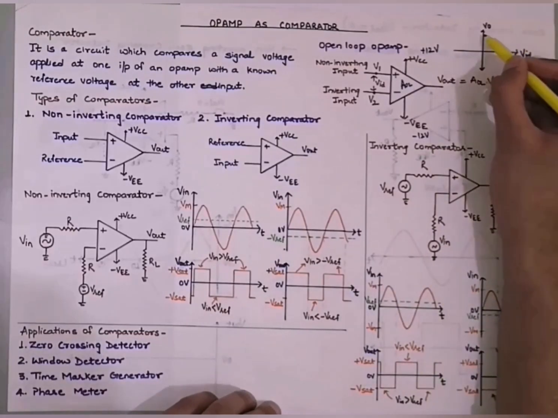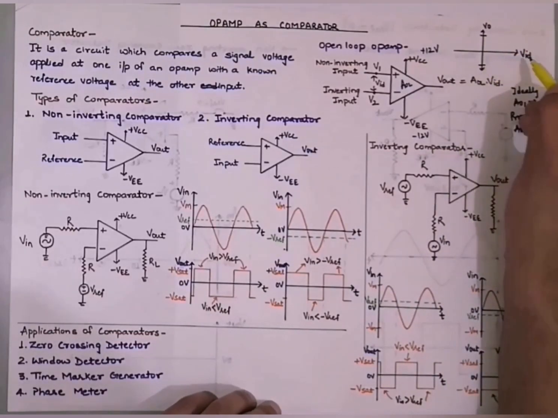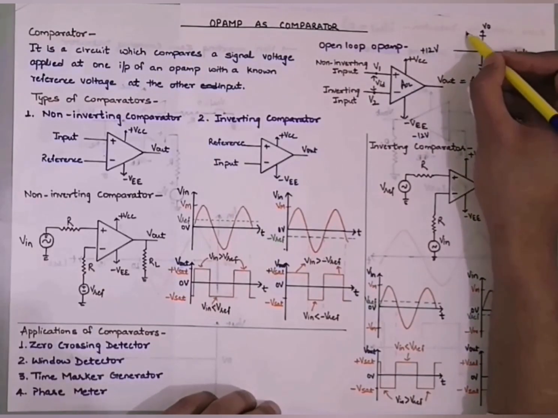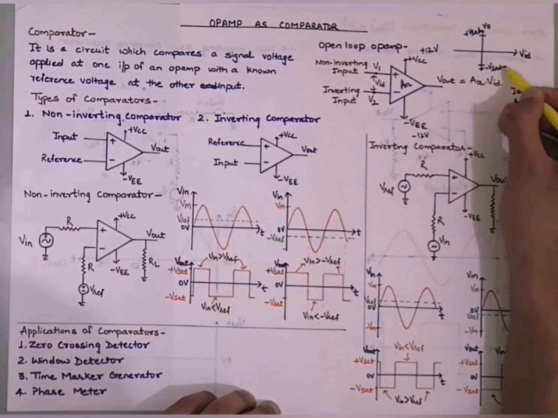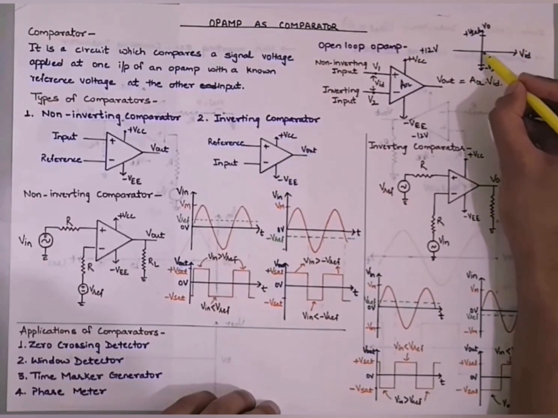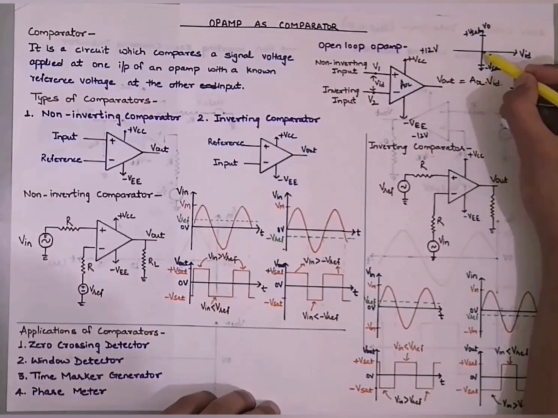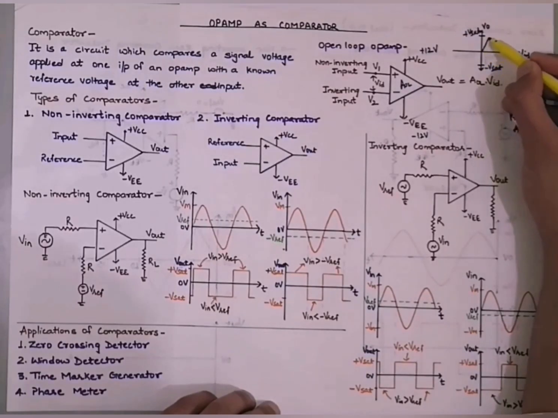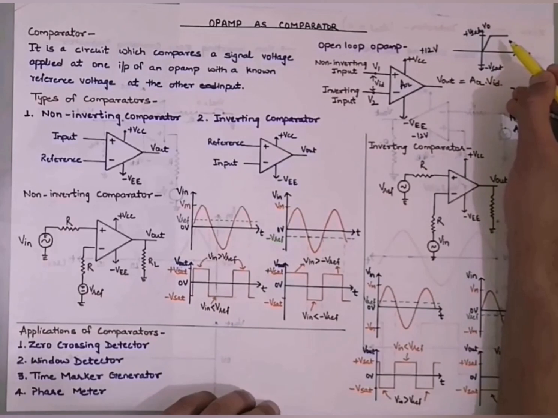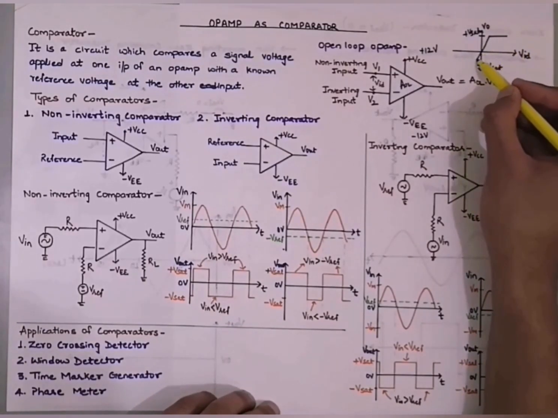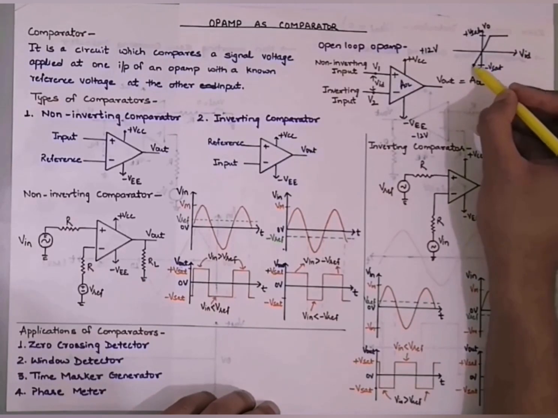It means in my transfer curve, or the output and input curve, if this is my plus V saturation and this is my minus V saturation, then with the increase in the VID on the positive side, my output voltage will no doubt increase, but up to a particular limit, then it will remain constant at that plus V saturation. And similarly, on the negative side, it will increase up to a level of minus V saturation, then it will remain constant.